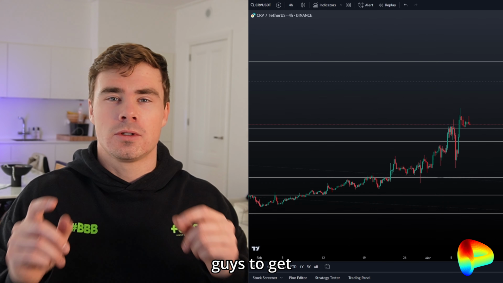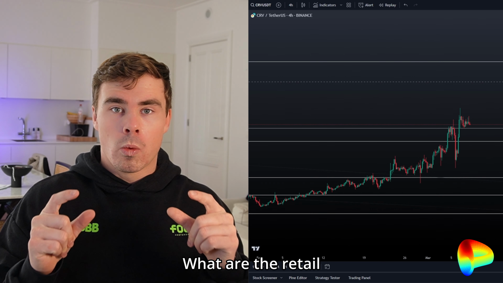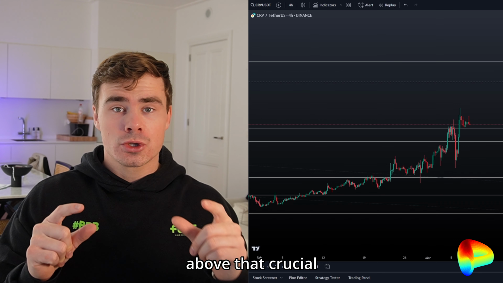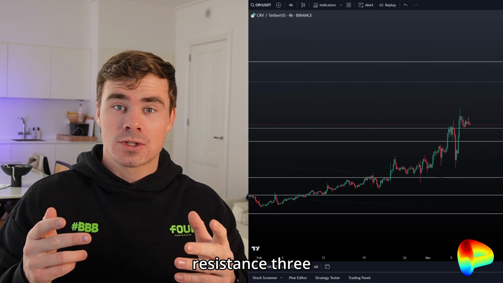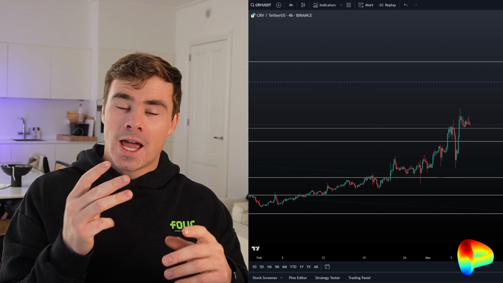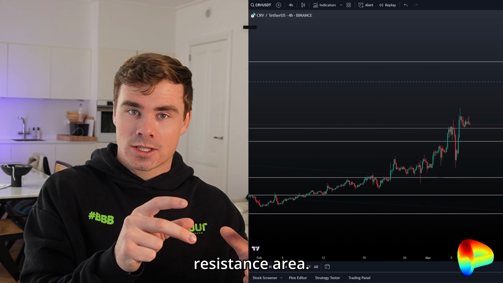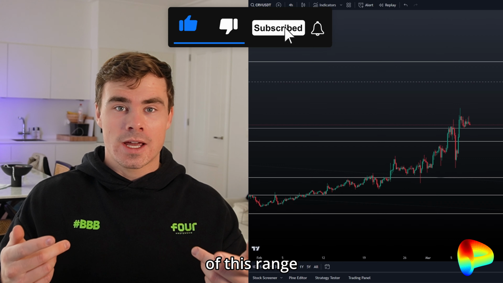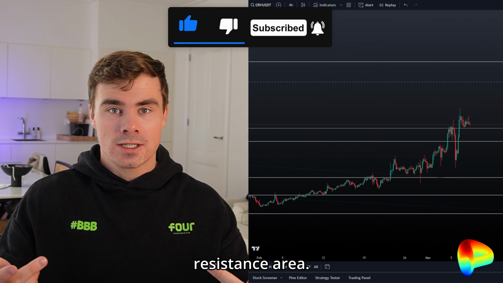Now, I always tell you guys to get into the mind of the retail trader. What are the retail traders thinking when they see this breakout above that crucial resistance area that was acting as resistance 3 times in a row? And then the price starts consolidating above that resistance area. Retail thinks that we are looking at a breakout of this range and a breakout above that crucial resistance area.